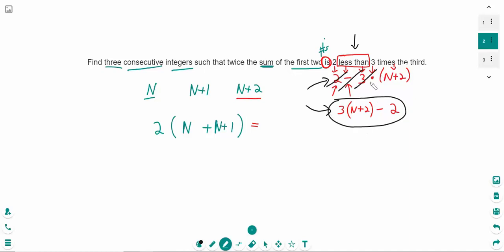This is the correct form. This is the incorrect form. So do not fall for that mistake. It's very easy to do. Watch out for the less than. Make sure you understand the problem.